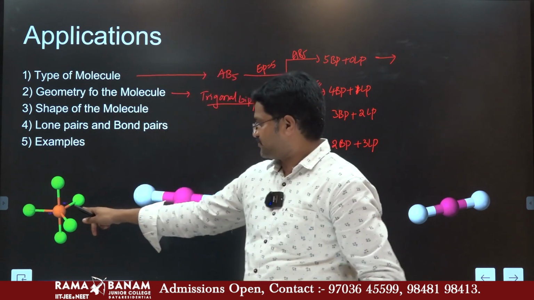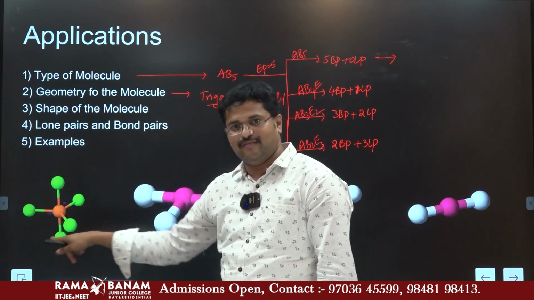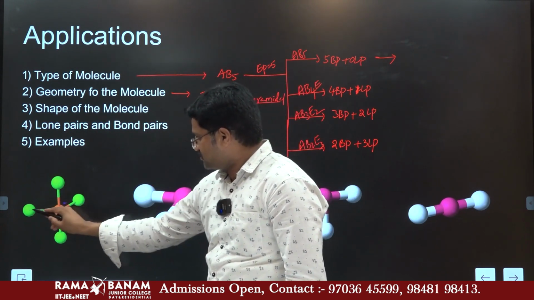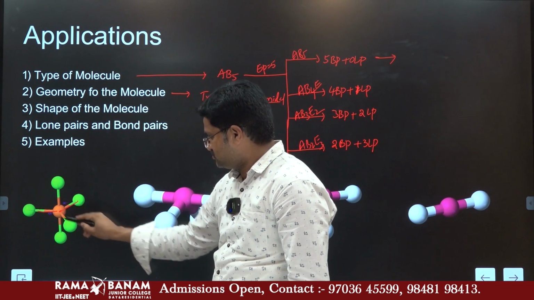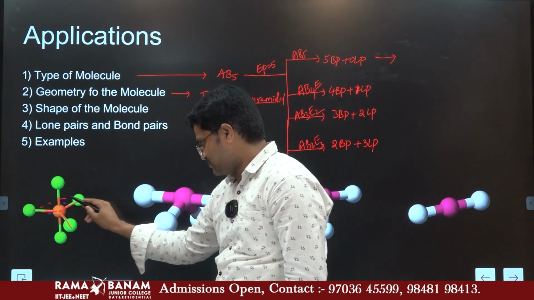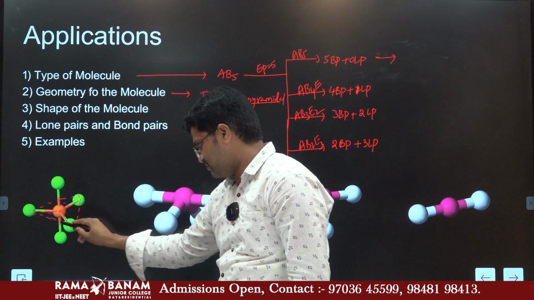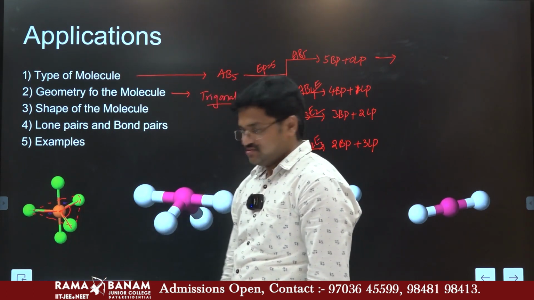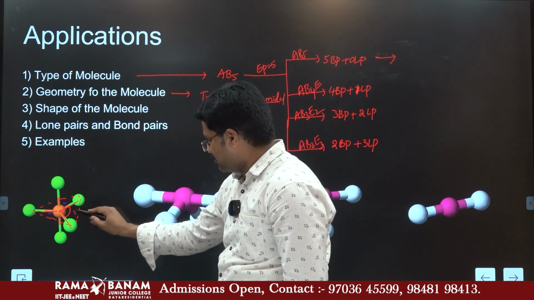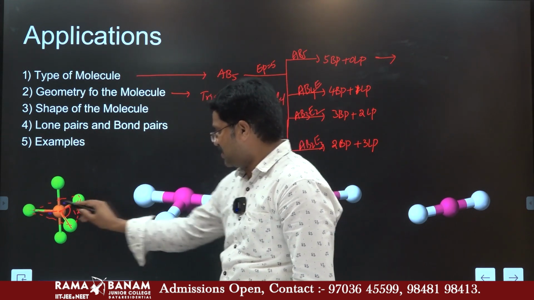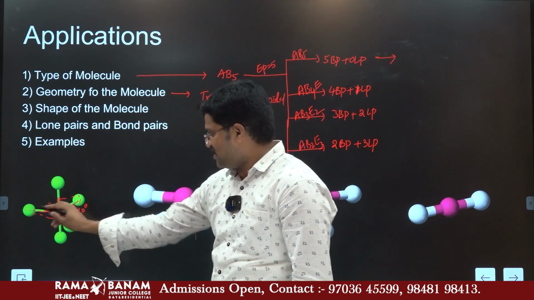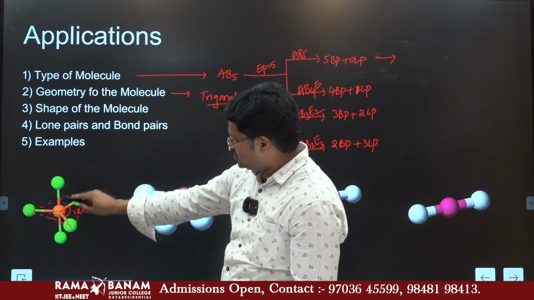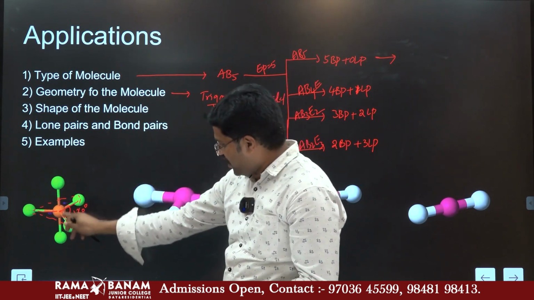See, this is the trigonal bipyramidal geometry. These three bonds, 1, 2, 3, are in plane. This is trigonal. The angle between these two bond pairs is 120 degrees. These three bonds are in plane, and one bond is above the plane and this bond is below the plane.